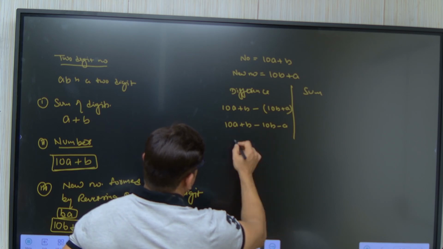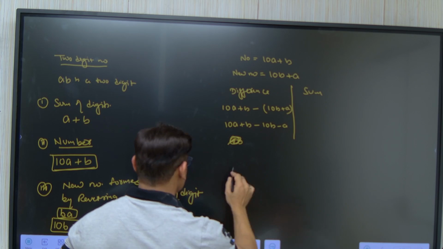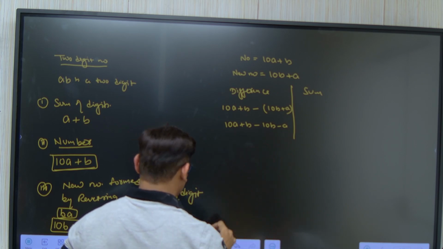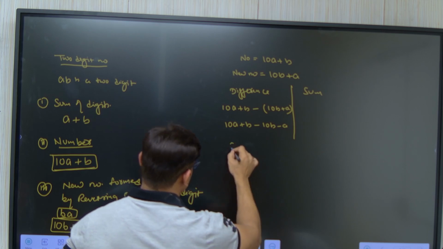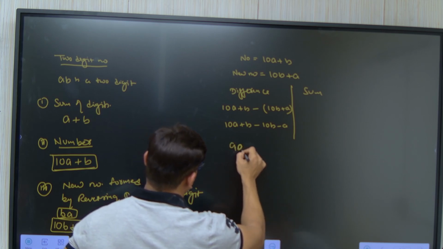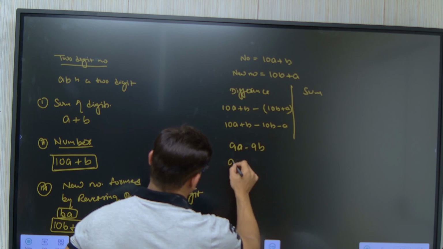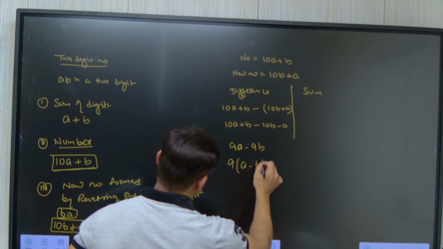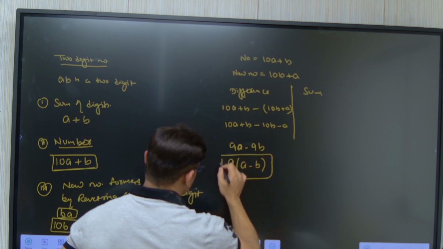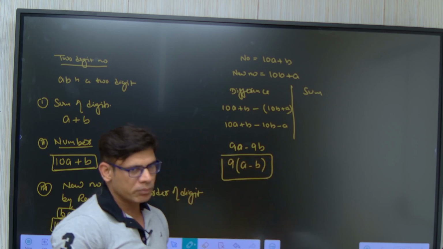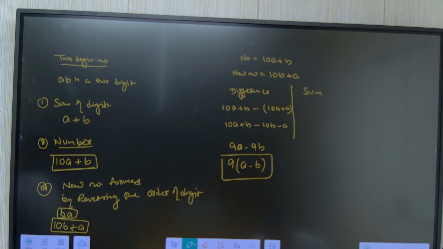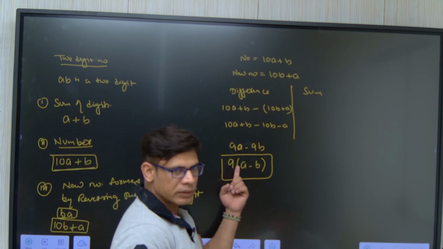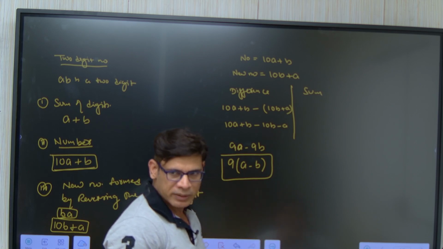So 10A minus A is 9A. What is 10A minus A? Minus 9B. 9 common bracket A minus B. So whenever you take a two-digit number and the new number formed by reversing the order of digits, when you take the difference of those numbers, it is always divisible by what? 9. That means divisible by 9.